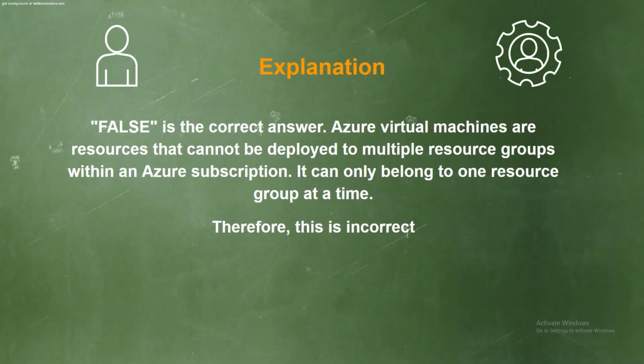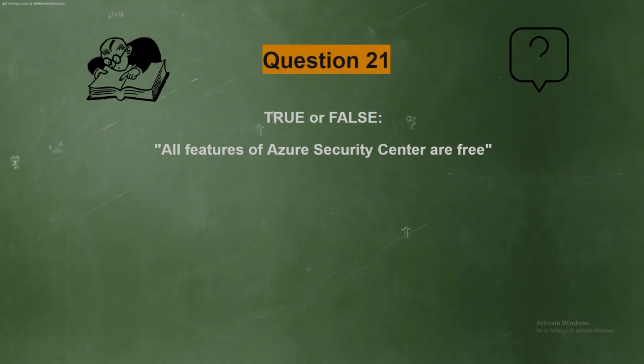Explanation. False is the correct answer. Azure virtual machines are resources that cannot be deployed to multiple resource groups within an Azure subscription. It can only belong to one resource group at a time. Therefore, this is incorrect.